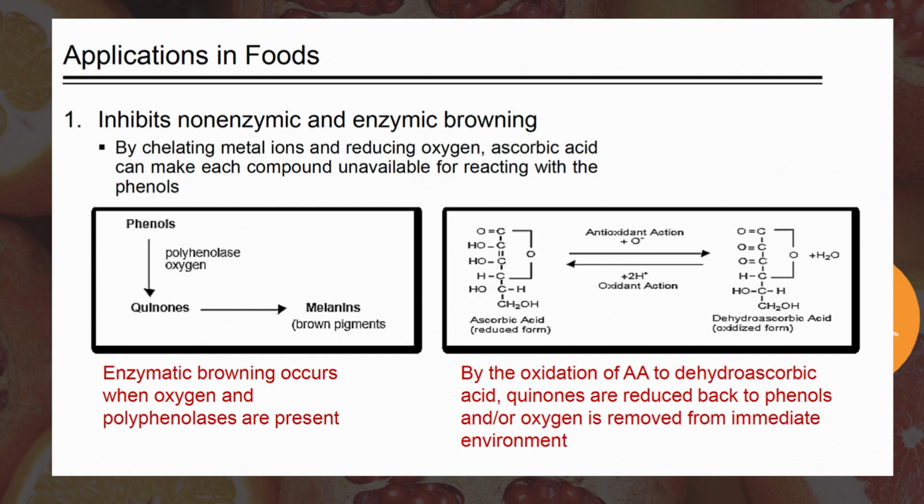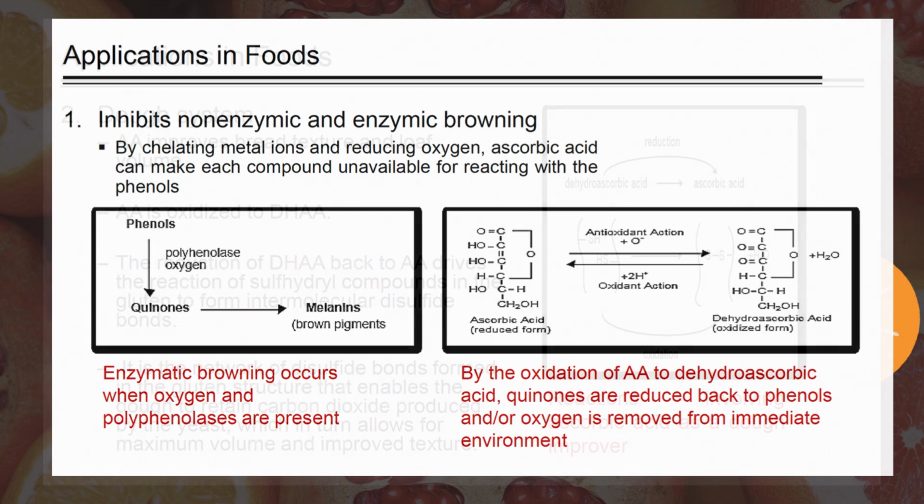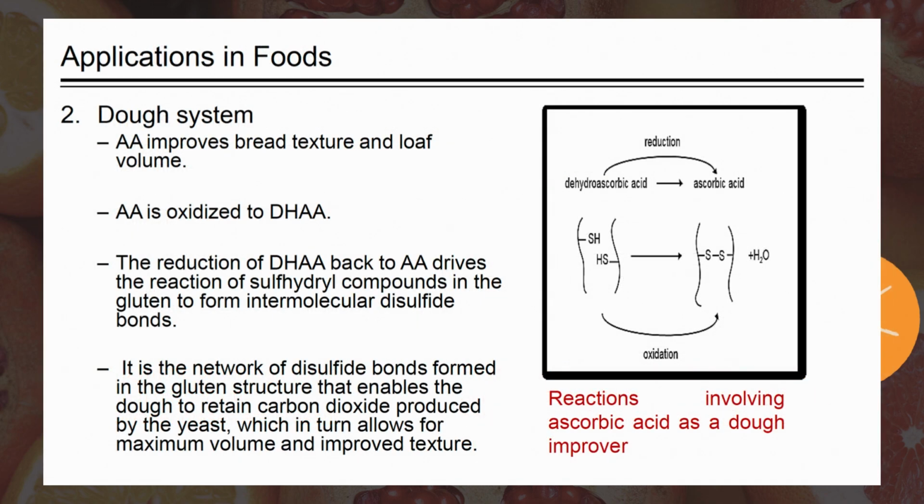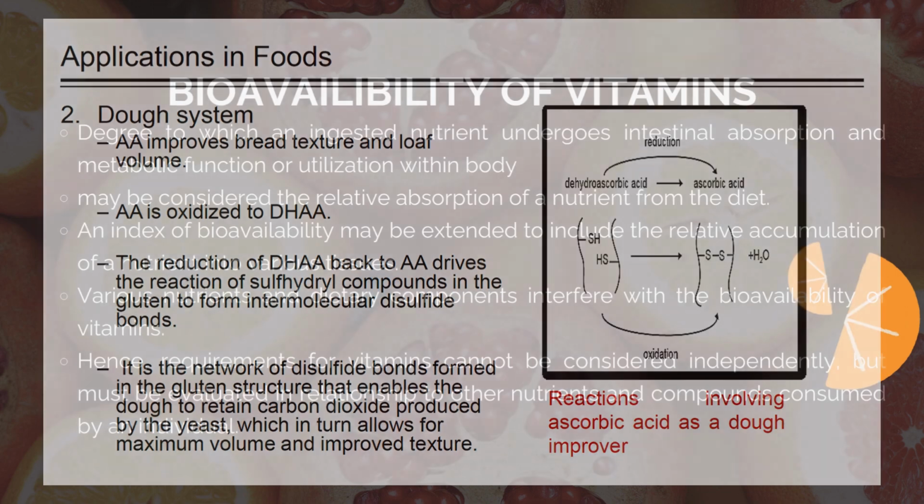It can make each compound unavailable for reacting with the phenols. Another function of vitamin C is in dough systems, where ascorbic acid improves bread texture and loaf volume by oxidizing into DHAA. The reduction of DHAA back to AA drives the reaction of sulfhydryl compounds and the gluten to form intermolecular disulfide bonds. It is the network of disulfide bonds formed in the gluten structure that enables the dough to retain carbon dioxide produced by yeast, which in turn allows for maximum volume and improved texture.